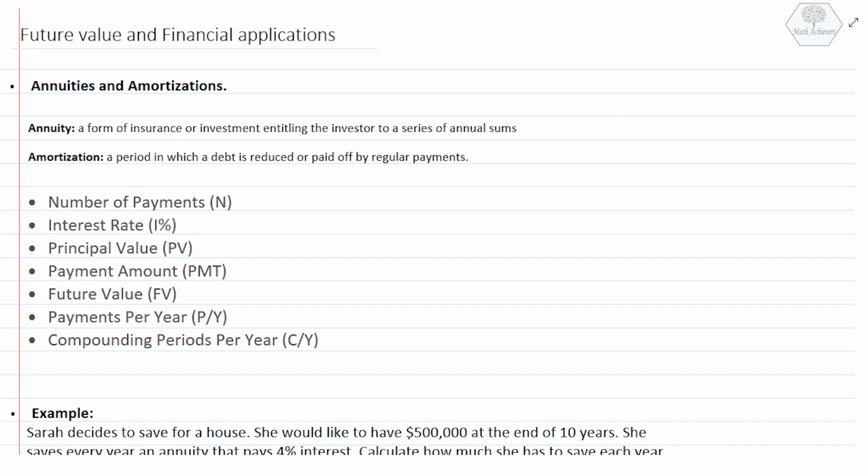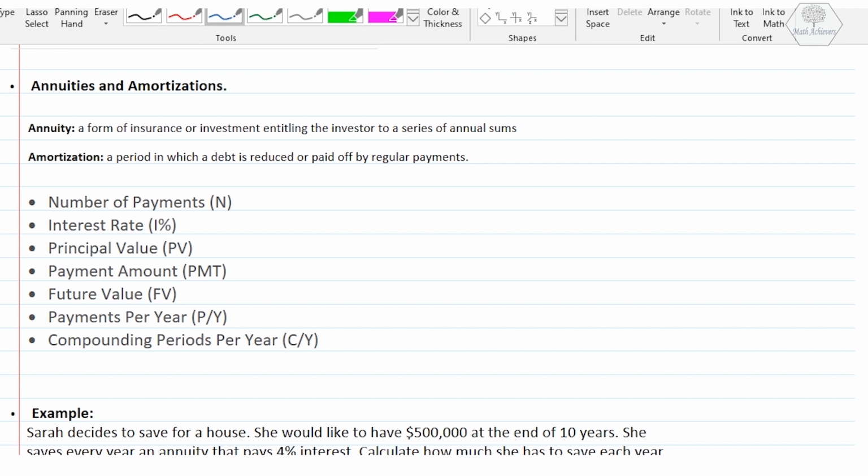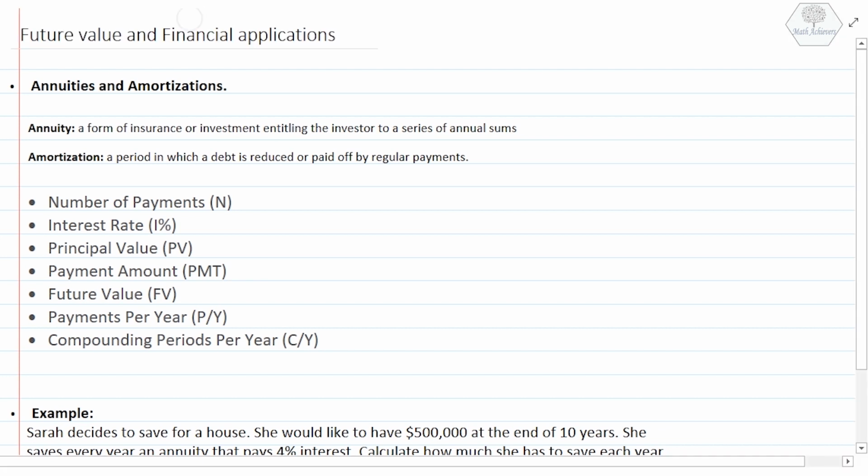An amortization is a period in which a debt is reduced or paid off by regular payments. It's like when you take a loan from the bank and you have to repay the loan to the bank in regular payments. This is amortization. Now, there is no use memorizing any formula. The only thing you have to know is how to use the graphical display calculator.